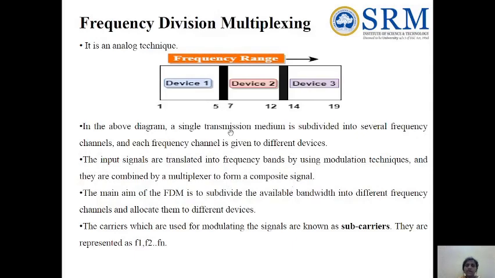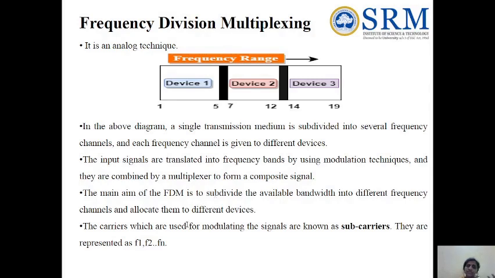So here FDM is an analog technique, and in this example you can see that the entire frequency range is divided into many frequency channels, and each device is given a certain frequency channel with which they will be able to transmit the data. So the entire medium is split in terms of frequencies, and each user is given a particular frequency so as to transmit. So here a single transmission medium is subdivided into several frequency channels, and each frequency channel is given to a different device.